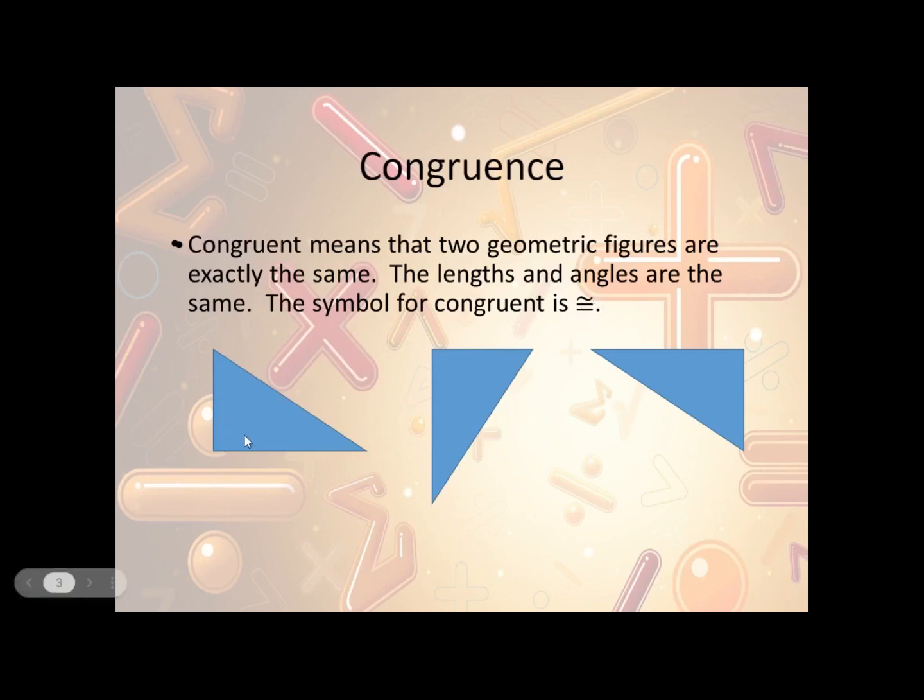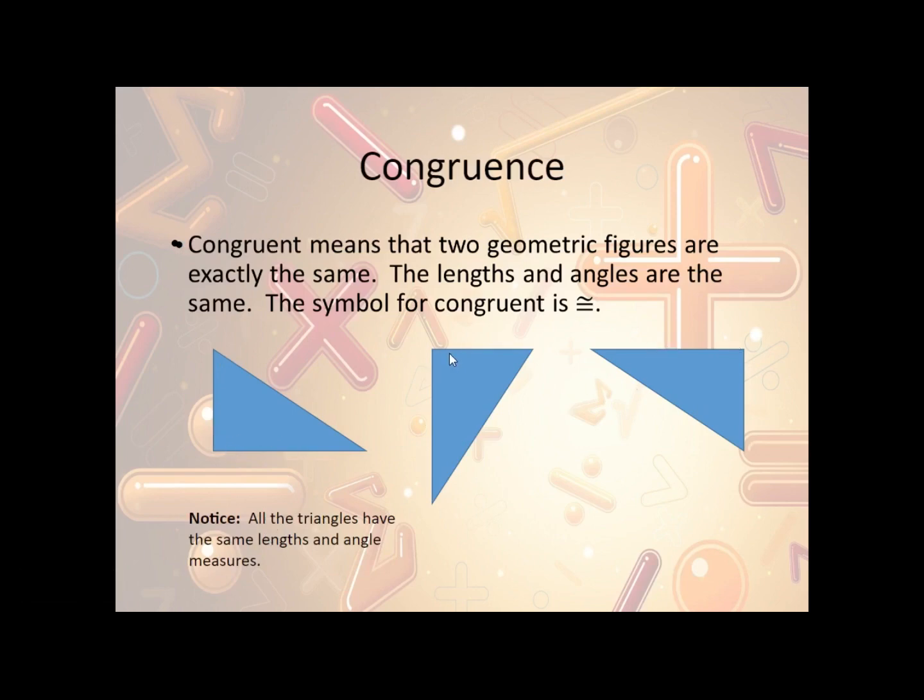So we can see that we have three triangles here, and they're all exactly the same. Now, they're rotated a little bit, they're flipped around, they might look a little different, but the sizes are all the same. So they all have the same lengths. So this side and this side are the same, and this side. This side down here and this side are all the same. And all the angle measures are the same.